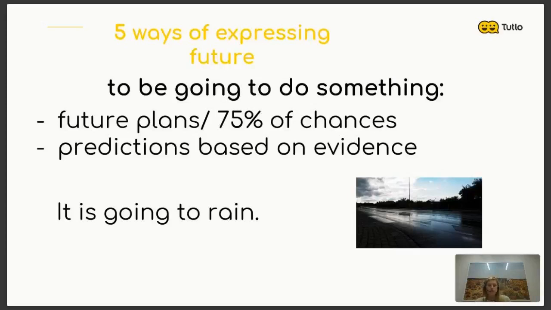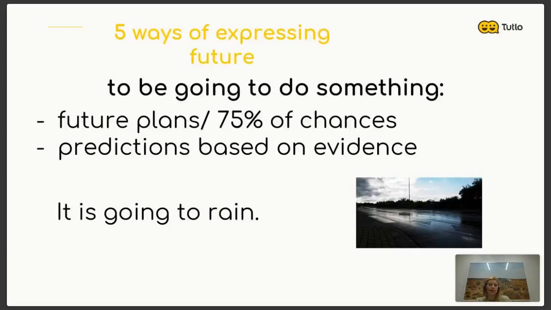So future that is 100% sure, but it's going to be in a second. So I will discuss that. Let's concentrate now on going to form. So future plans, yes, 75% of chances. Predictions based on evidence. What is it? Can you give me the idea of predictions based on evidence? For example, I look out of the window, I see that there are clouds, and I say it's going to rain. Yeah, I look out of the window, it's cloudy, and I say it's going to rain.